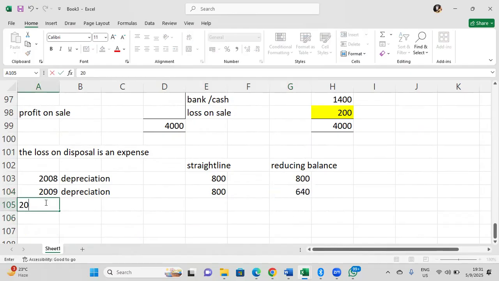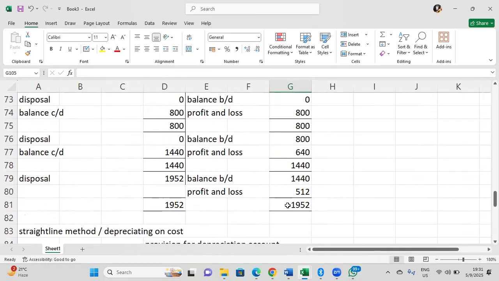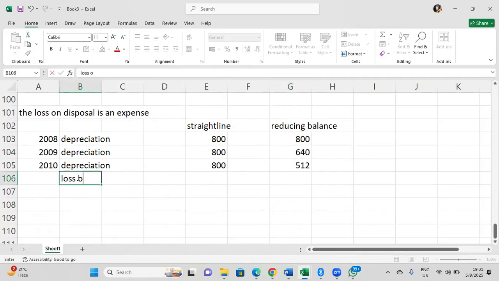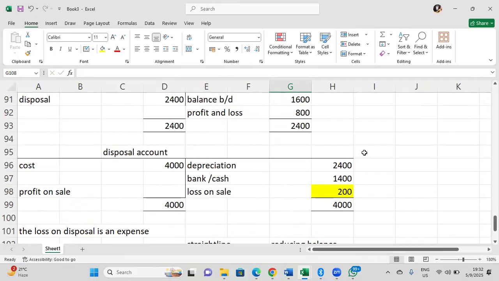In 2010, you would record the depreciation. Again, straight line, it's 800. Reducing balance, it will now be 512. But in the year 2010, there is also an additional expense, loss on sale. If we use the straight line, the loss on sale we calculated to be 200. It increases our expense. Then the reducing balance method we had not calculated.